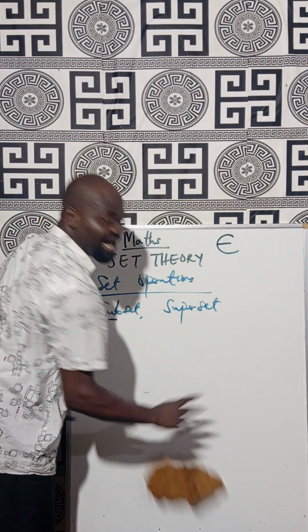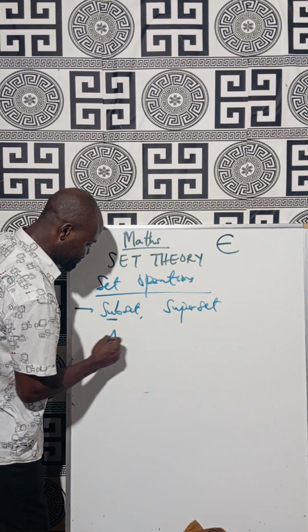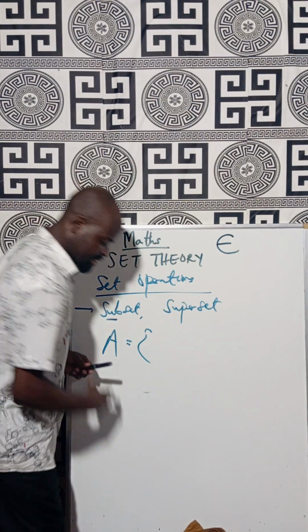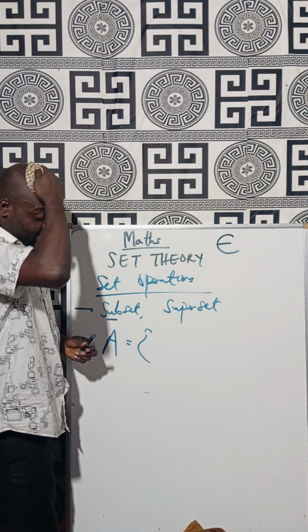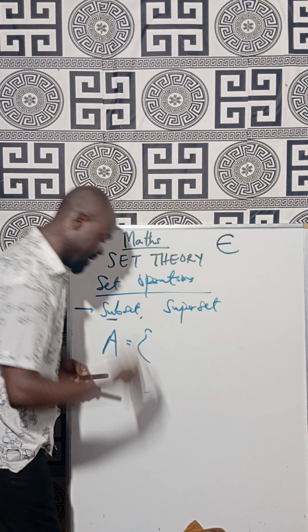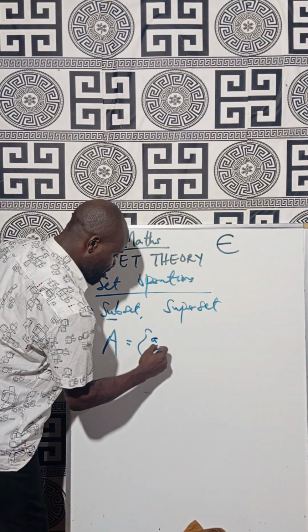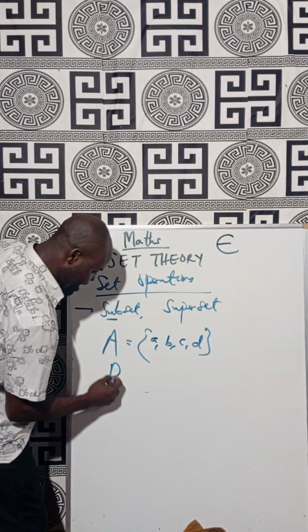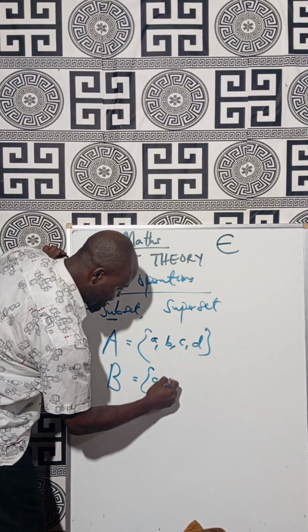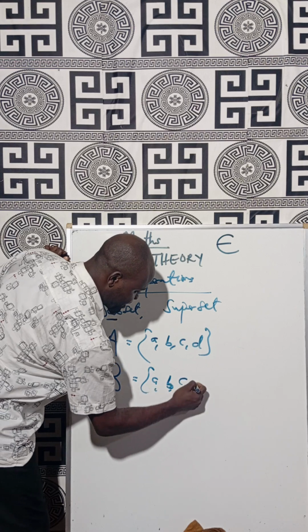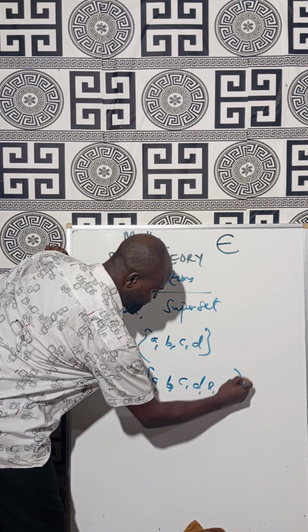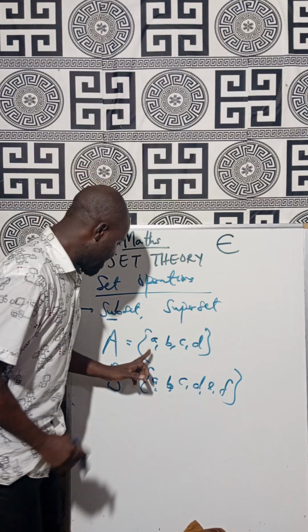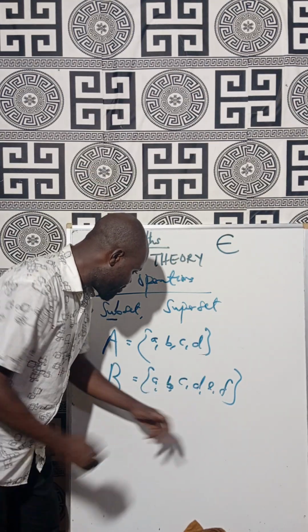Understood. Now let's take one or two examples to break it down. It's very easy and simple. Let's say we have set A to be A, B, C, D. And let's say we have set B as A, B, C, D, E, F. What can you see here? A, B, C, D is here and it's also here.